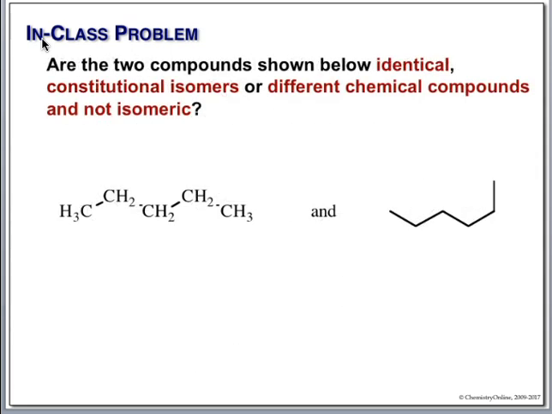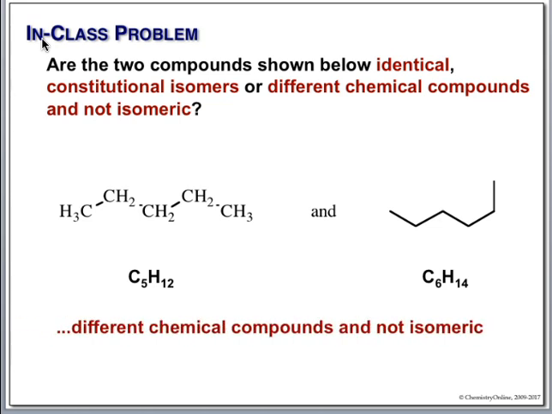Let's look at a real test question. Here we have two compounds that I ask, are these identical, constitutional isomers, or different chemical compounds? We have here a Kekulé formula and we have a line drawing. Are these the same compound? Well, let's just do a quick count here. 1, 2, 3, 4, 5. 1, 2, 3, 4, 5, 6. Oops. C5H12. C6H14. These are different chemical compounds.